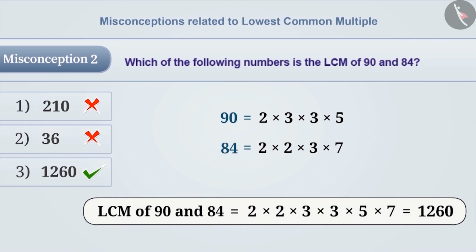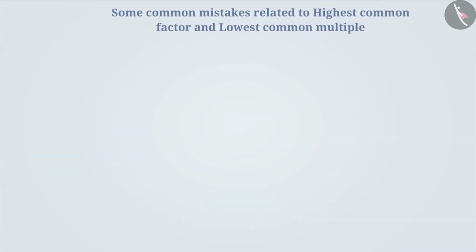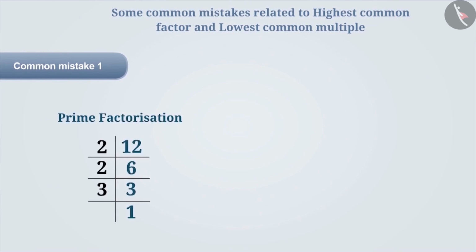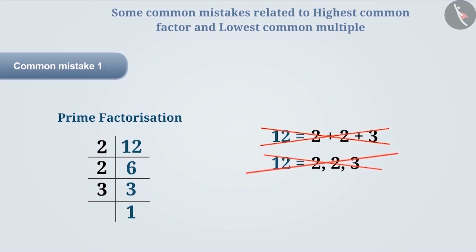Now, let's discuss some common mistakes related to HCF and LCM. Common mistake 1. While representing the factors obtained by prime factorization, sometimes addition or comma signs are used. It is very necessary to understand that while representing the prime factors, multiplication sign must be used.